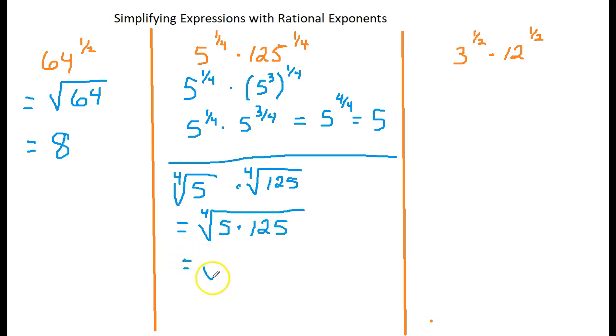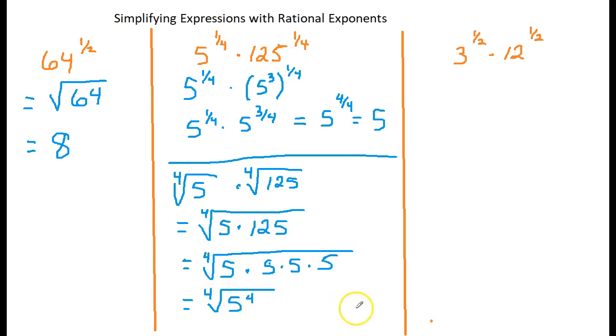And so I have the 4th root of 5 from this first 5 times 125 is 5 times 5 times 5, which means I really have the 4th root of 5 to the 4th power. Well, those are going to cancel each other out, and I'm left with just 5. So whether you want to work with the radicals or with the fraction exponents, it does not matter either way on that problem. Okay? So sometimes it just depends on your perspective and what you like to look at and prefer.